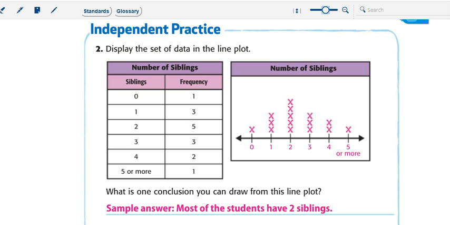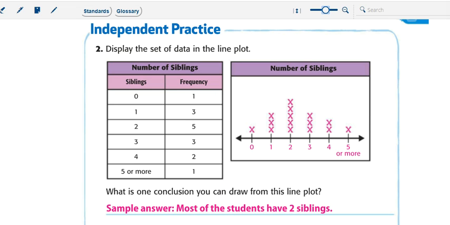Now, how are you going to complete the line plot? First, in the bottom, you're going to number with the number of siblings. 0, 1, 2, 3, 4, and 5 or more. After you complete the numbers in the line plot, you're going to draw the x's over each number. Now, over the number 0, you're going to draw 1 x. Over the number 1, you need to draw 3 x's. Over the number 2, you need to draw 5 x's. Over the number 3, 3. Over the number 4, you need to draw 2.